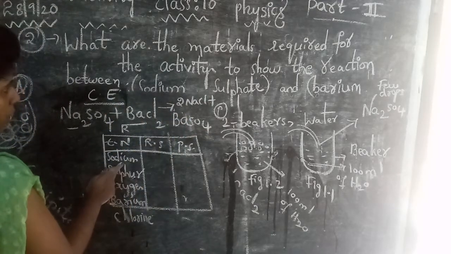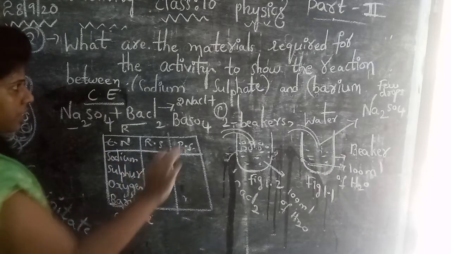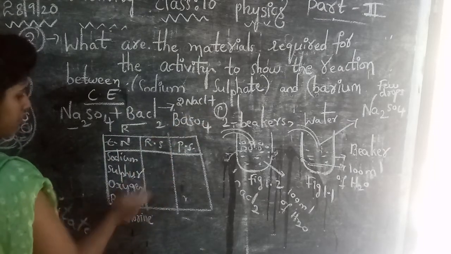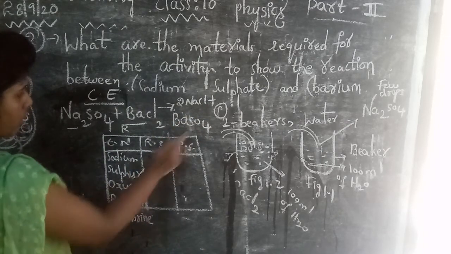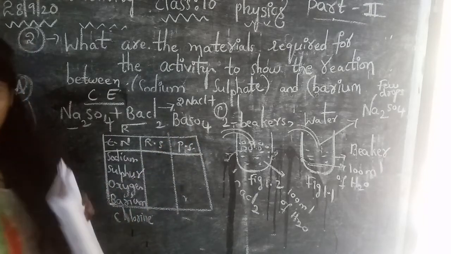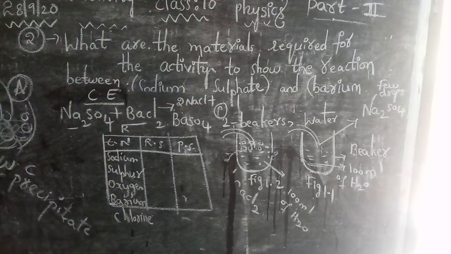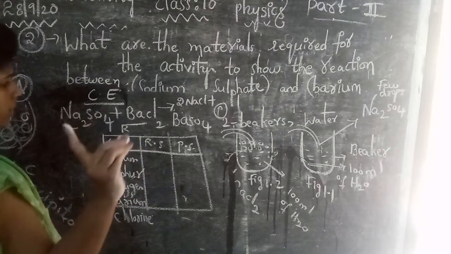Na means sodium, already repeated, so no need of writing. Chlorine repeated. Barium repeated. Sulfur repeated. Oxygen repeated. Is it clear or not? If it is repeated 2 times, you have to mention only 1 time.